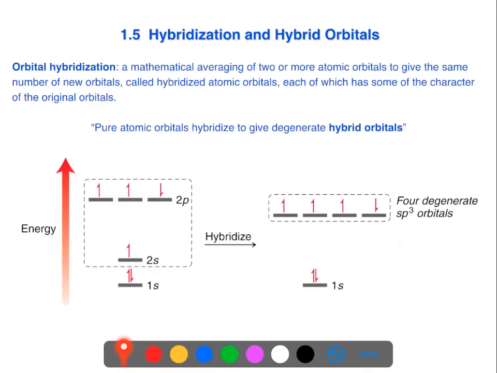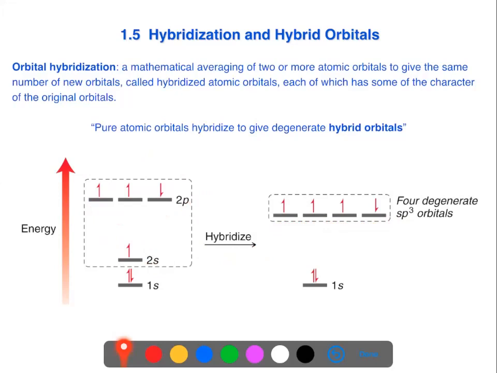And so this process of taking a pure 2s and 3 pure 2p orbitals and combining them, the net result of this combination, of this hybridization, so to speak, is the formation of 4 new orbitals. And we give names to these orbitals based on the pure p orbitals and s orbitals from which they come. Given that we have a 2s mixing with 3 2p's, the net result is 4 sp3 hybridized orbitals.